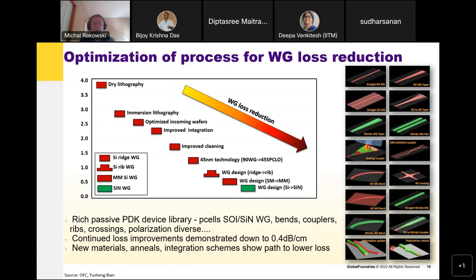And going through the different technologies in the past, changing and improving the process, we've also been improving waveguide losses. And depending on the type of the waveguide, silicon waveguide or silicon nitride waveguide, you can really reduce this loss. We've been demonstrating going below half dB per centimeter of waveguide loss. And with any further process improvement, this value can go lower, trying to reach the material limits.